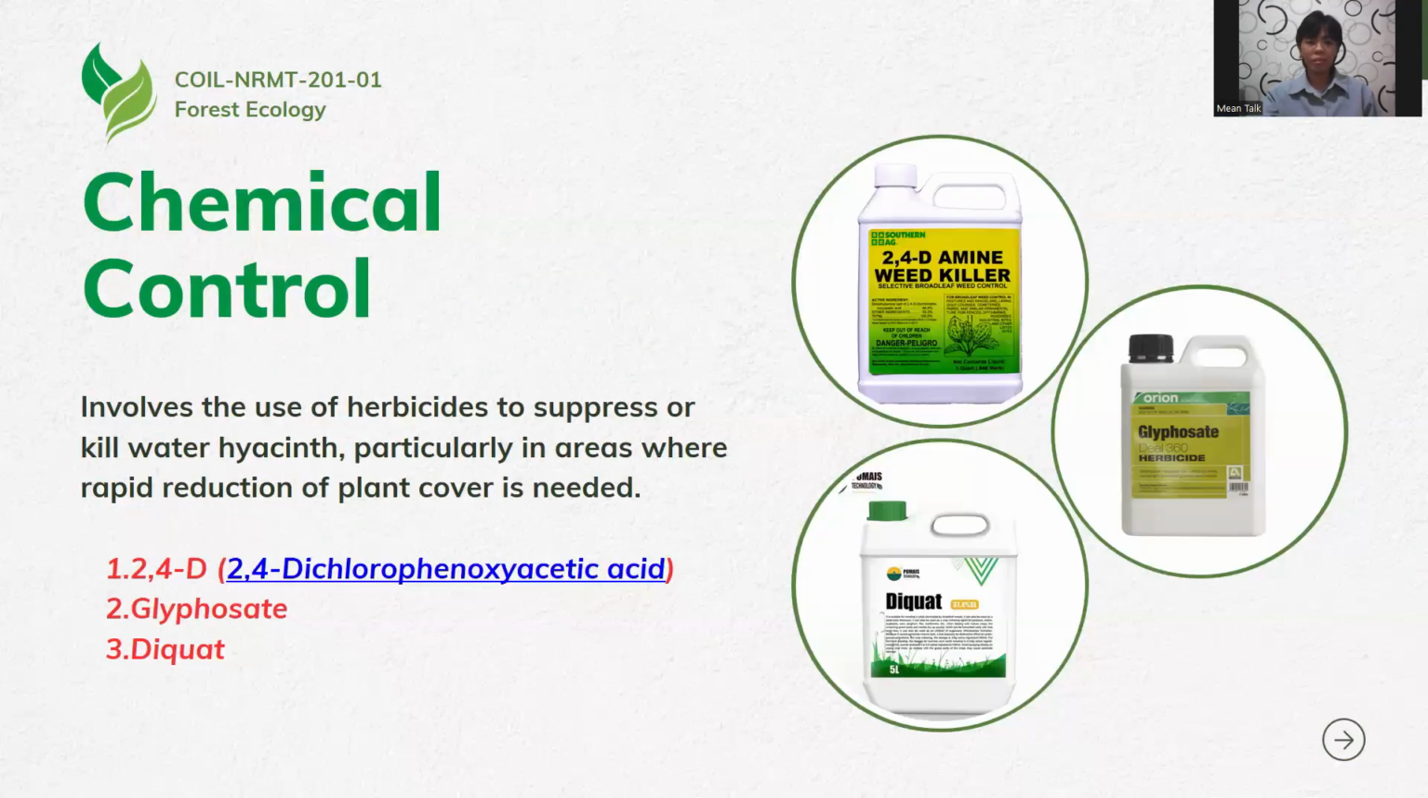The last one is the chemical control. This measure uses herbicides such as 2,4-D, glyphosate, and diquat to quickly reduce water hyacinth cover, disrupting plant growth and photosynthesis so plants die within days to weeks. It is efficient for large infestations, but if misused, it can cause oxygen depletion, harm non-target plants, and restrict post-treatment water use. Therefore, long-term management relies on integrating mechanical, biological, and chemical methods with nutrient reduction to prevent reinfestation and support ecosystem restoration. Good day.